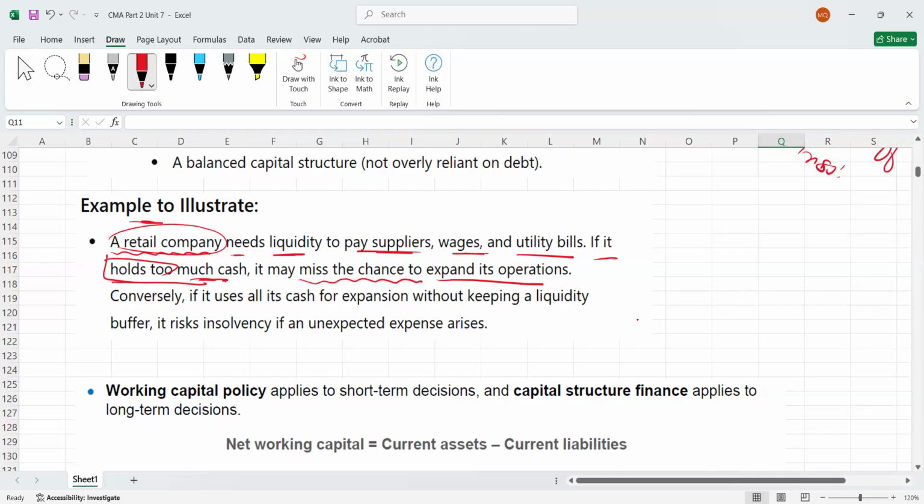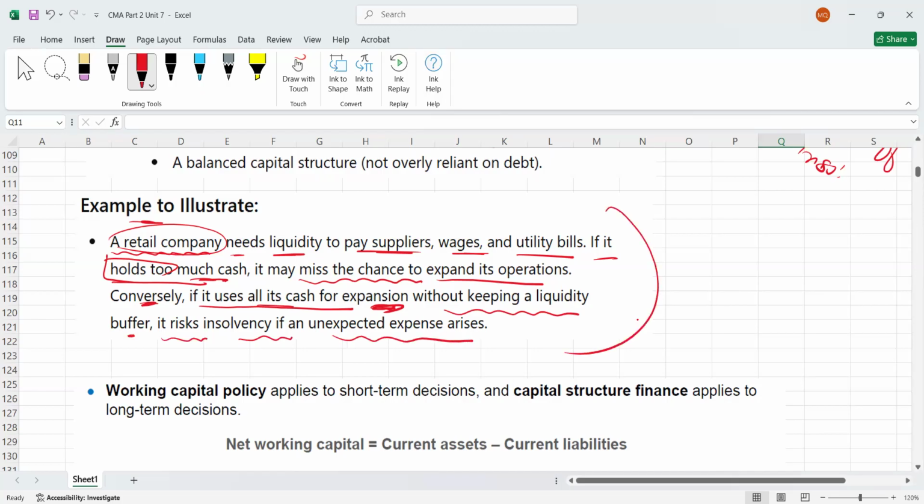So here you will incur the opportunity cost. If you keep the cash idle with you, you may miss the chance to expand your business. Conversely, if it uses all of its cash, in other words, if you use all your cash in your expansion, then there could be a problem. Maybe you would not be able to pay your current liabilities, right? And this is what they're saying: if it uses all its cash for expansion without keeping a liquidity buffer, then it risks insolvency if unexpected expenses arise. So this is what they're trying to say.